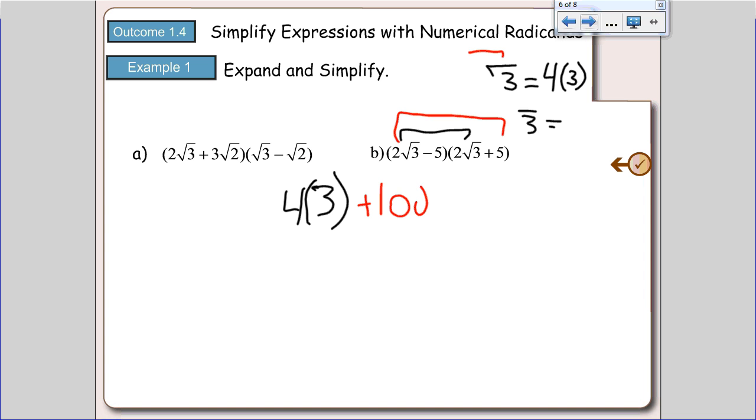On the inside, negative 5 times 2 root 3 is negative 10 root 3. And last, negative 5 times 5 is just negative 25.